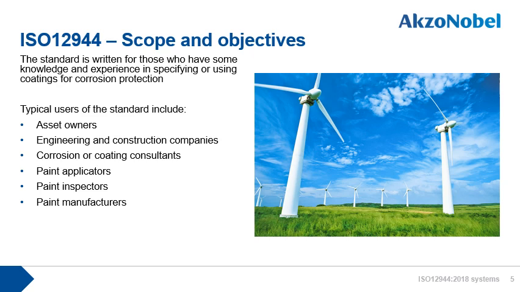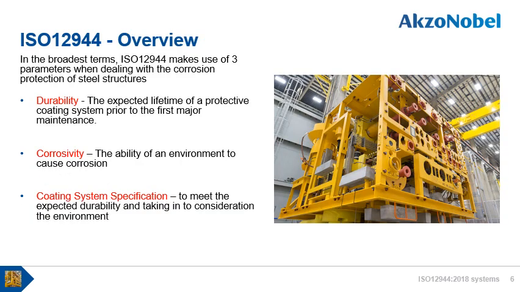A quick reminder that the standard covers corrosion protection for steel structures in atmospheric, immersed, and buried service. Coatings that are used for concrete and other non-metallic substrates, coatings for high temperature service, and coatings for chemical immersion and other uses such as passive fire protection are not part of the scope of this standard. Onto an overview of the standard.